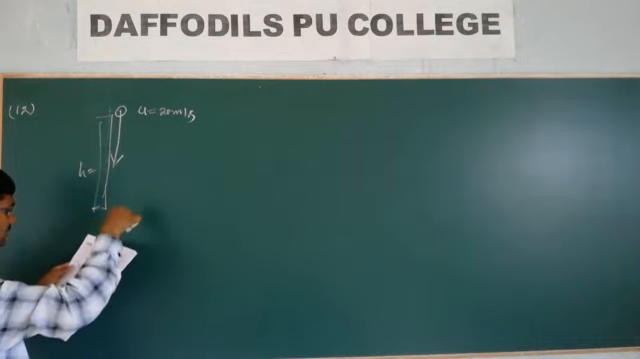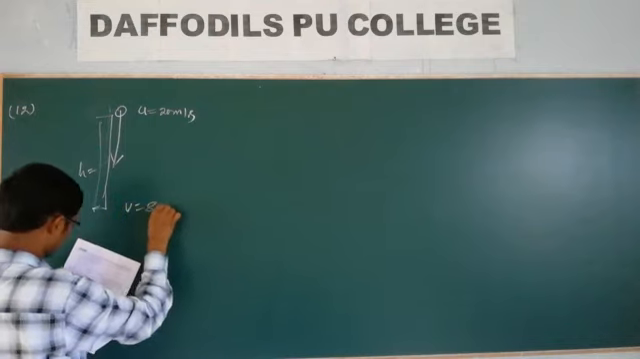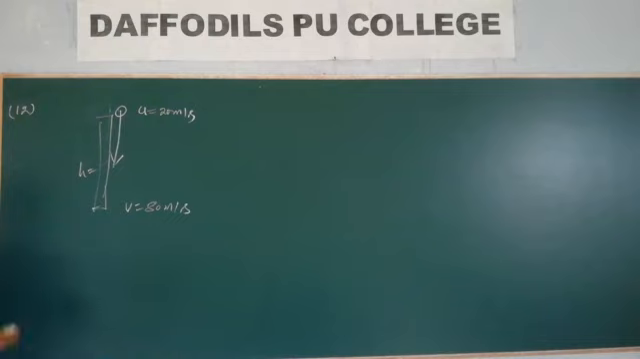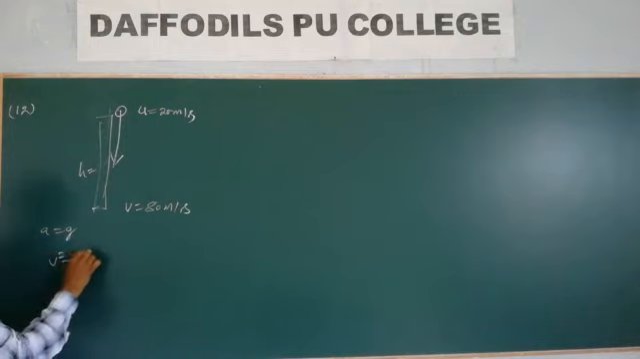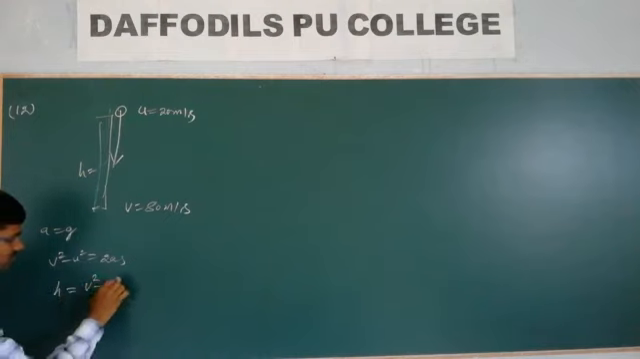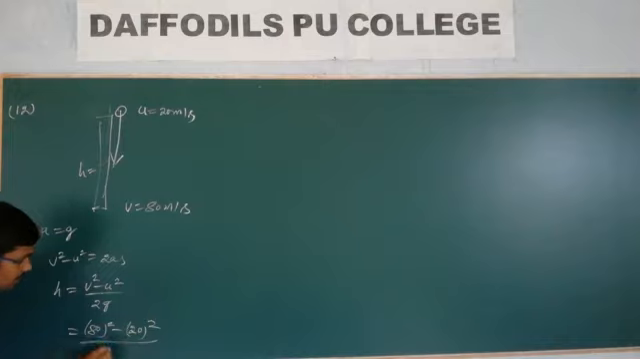And from the top of a tower, the height of the tower is h. And it hits the ground after some time with a velocity of 80 meters per second. The height of the tower we need to find, and it falls under acceleration a is equal to g. Now from the equation v square minus u square is equal to 2as, s is nothing but distance traveled. Then h is equal to v square minus u square by 2 into g. a is nothing but g.